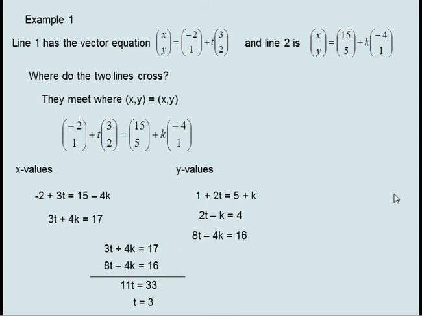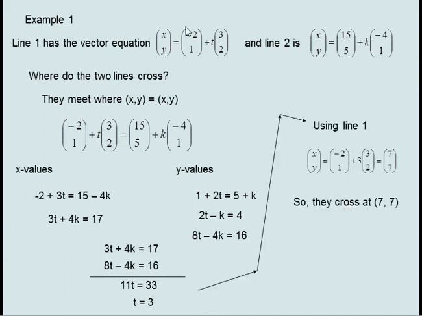To solve this, I'm going to use the elimination method, and I'm going to work out that t equals 3. Taking t equals 3, I can sub that into line 1 and get 7, 7 as the answer. Now if you wanted, you could solve for k and substitute that into line 2 and see if that's the same. It will be the same. You can check that for yourself.